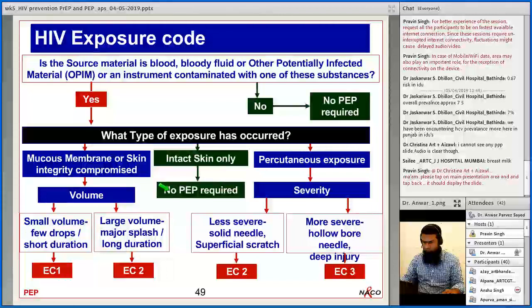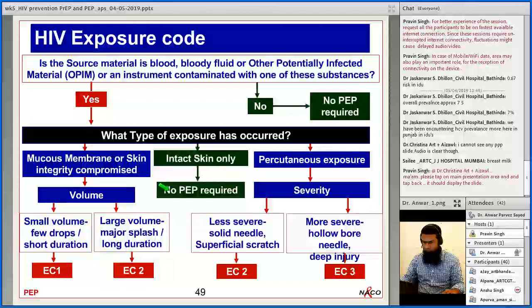If it is not infected, for example, if someone takes a needle out of the packet and it falls down, and with that needle someone gets a prick, you know that the instrument is not infectious, so PEP is not required. But if you know that it is infectious, then the next question is what type of exposure has occurred. If it is just mucous membrane or skin integrity compromised, low volume is exposure code 1, high volume is exposure code 2.